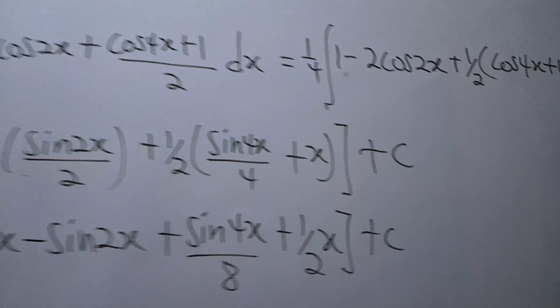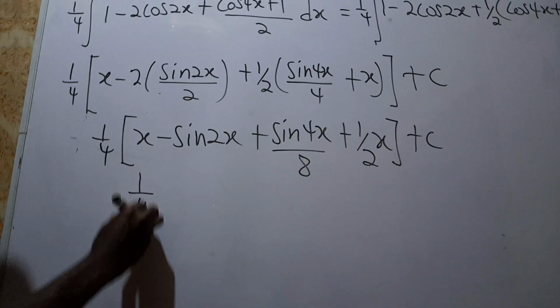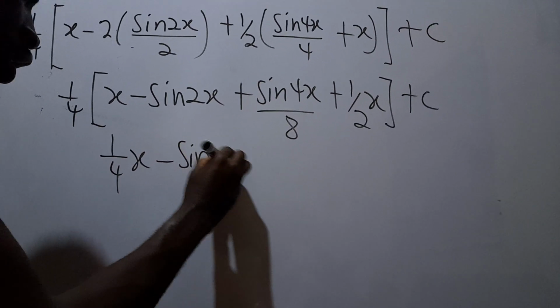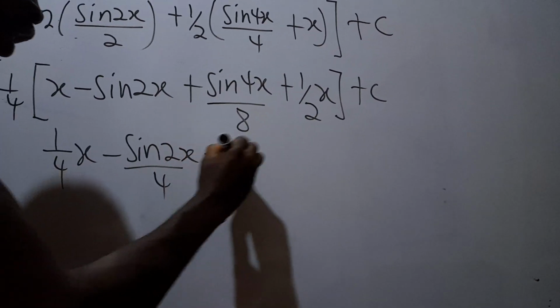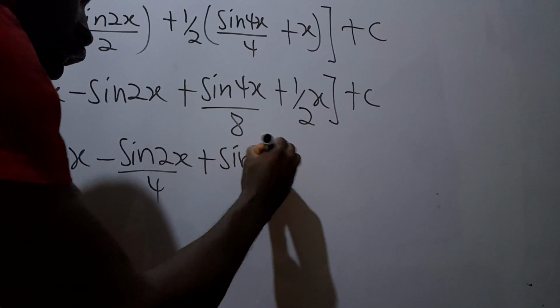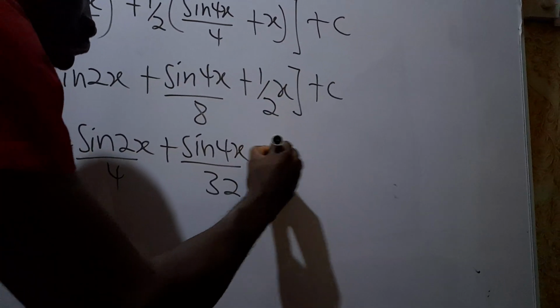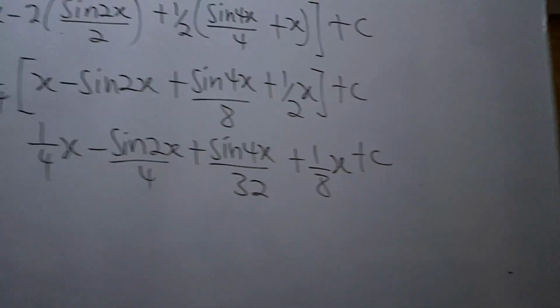Now we can distribute. So 1/4 times x will give us 1/4 x. 1/4 times this will be minus sine 2x over 4. Then 1/4 times that will be sine 4x over 32. 1/4 times half will be 1 over 8x. Then plus our constants.